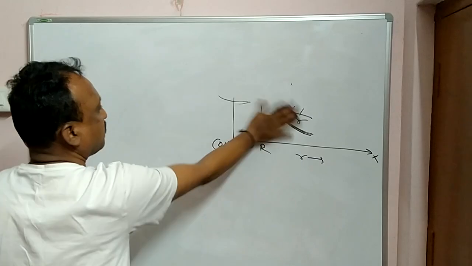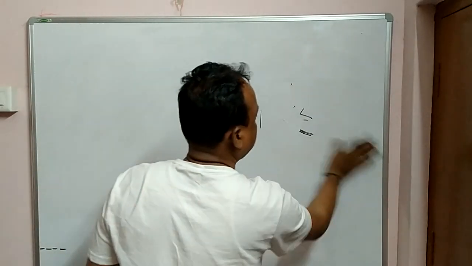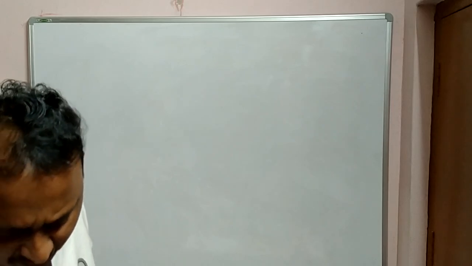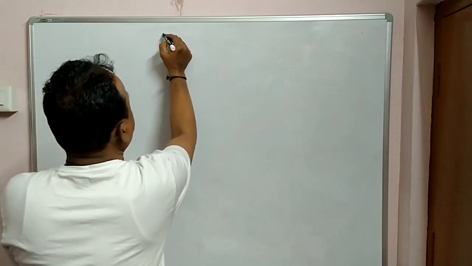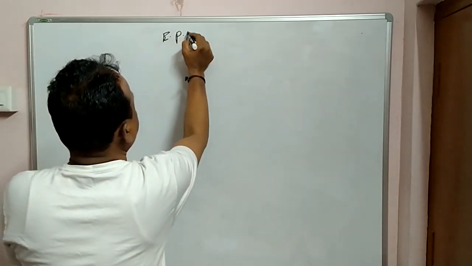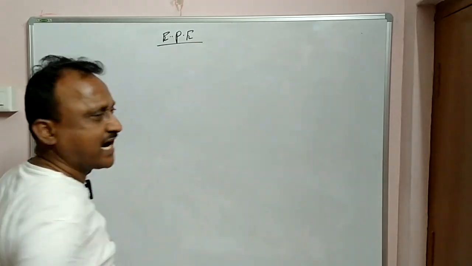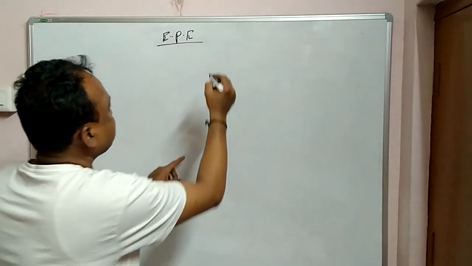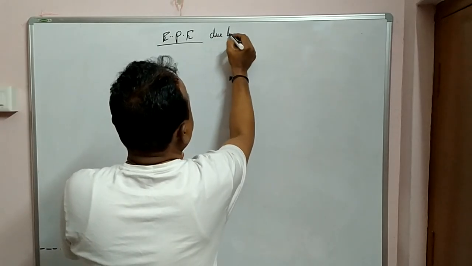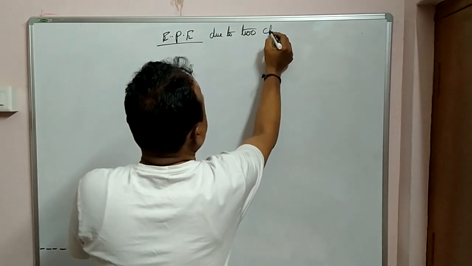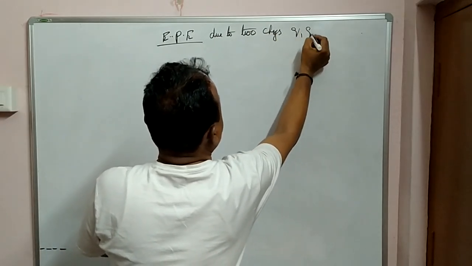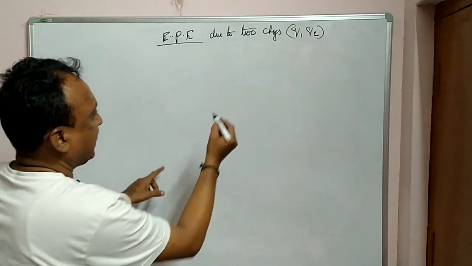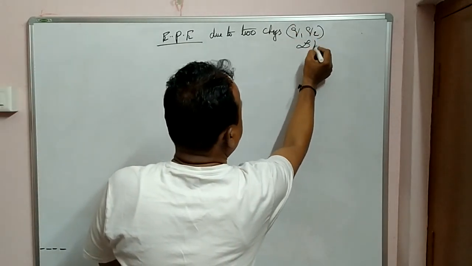Electric potential due to two charges. For example, electric potential energy, I mean electrostatic potential energy, EPE, due to two charges Q1, Q2. How can this be defined? For example, these are somewhere at infinity.